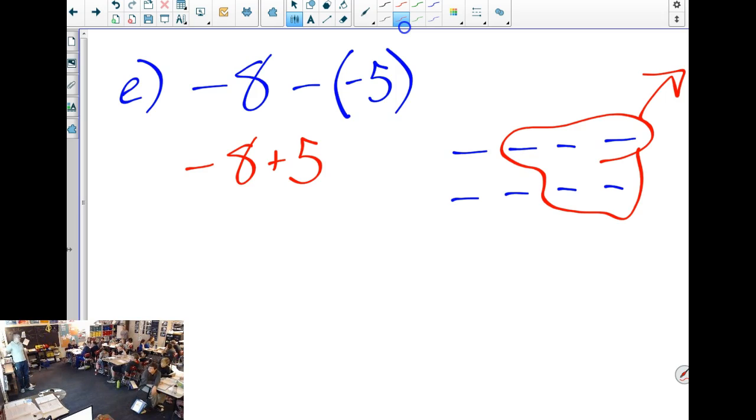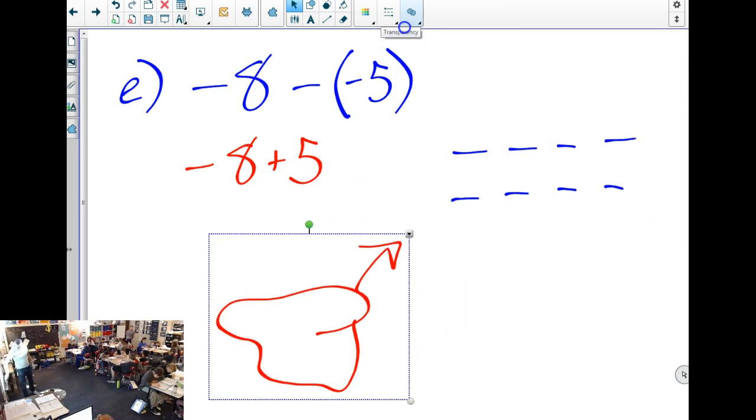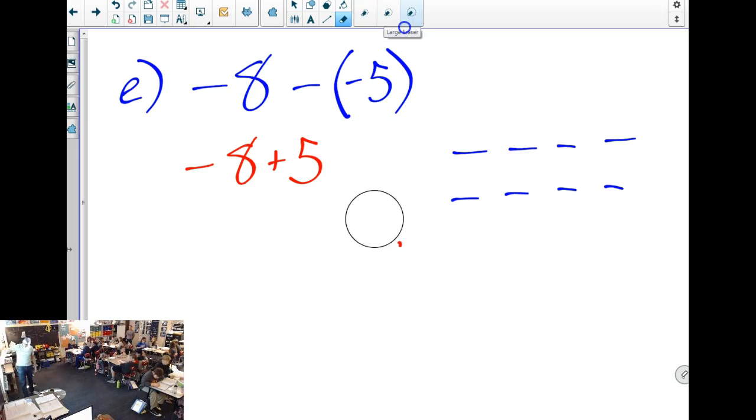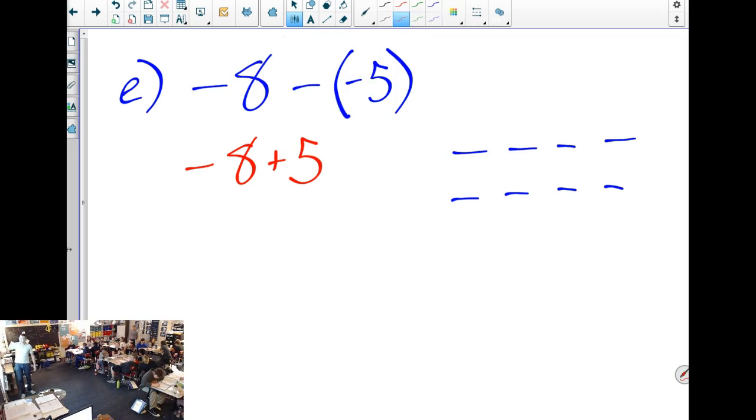Now everyone do me a favor. On your paper, draw 8 negatives. Just 8 dashes. If instead of thinking about it as minus a negative, we apply that rule that minus a negative is plus a positive, what happens if I drop 5 positives into this set? What happens when I have a plus and a minus, or a positive and a negative, with each other?